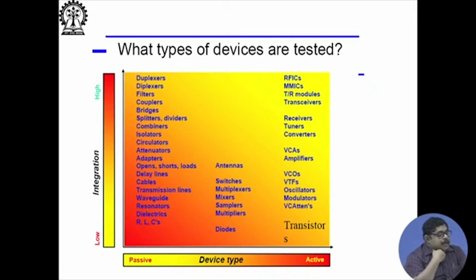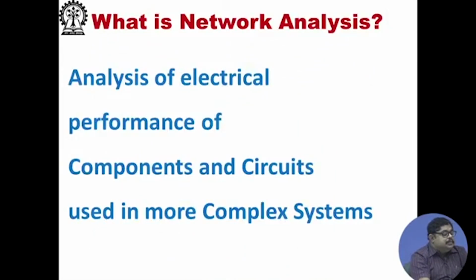Now, what type of devices are tested? You see there is a large list: passive, active, various types of devices, various levels of integration. You see transistors, VCOs, receivers, RFICs, TR modules. TR modules are used in radars, then diplexers, duplexers, those are also radar or high power devices. Satellites also use them. Attenuators, adapters, dielectrics, many things are tested.